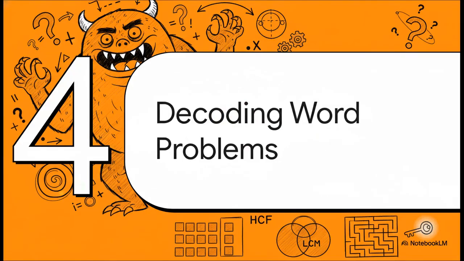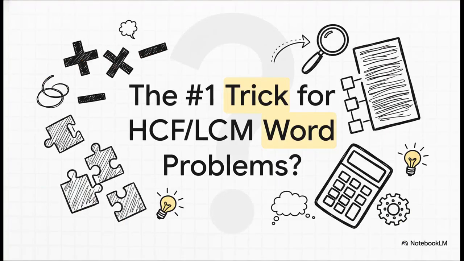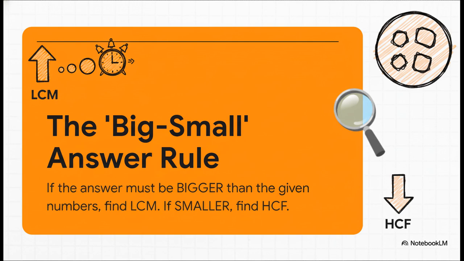Okay, deep breaths. It's time to face the beast. Word problems. I know. This is where a lot of people get tripped up. But I promise you, there's a super simple trick to know instantly whether you need to find the HCF or the LCM. So what is this magic trick, this game changer? How can you look at a big, confusing paragraph and know exactly what to do? It all comes down to one simple question: the big, small rule.